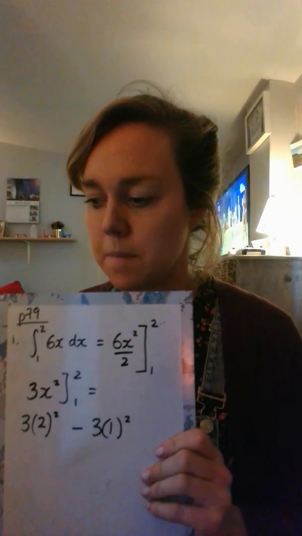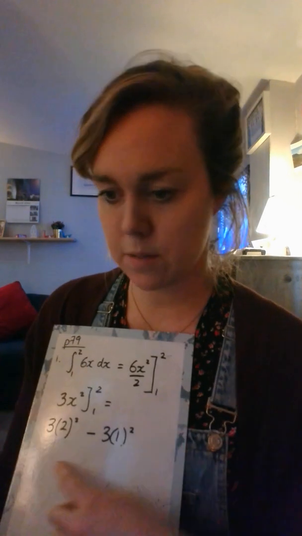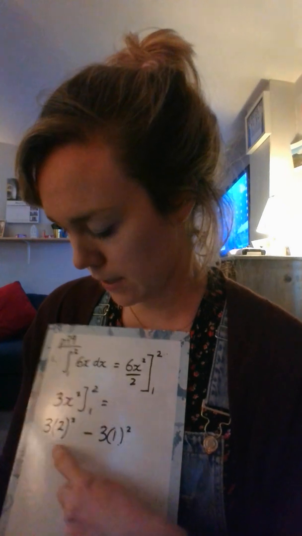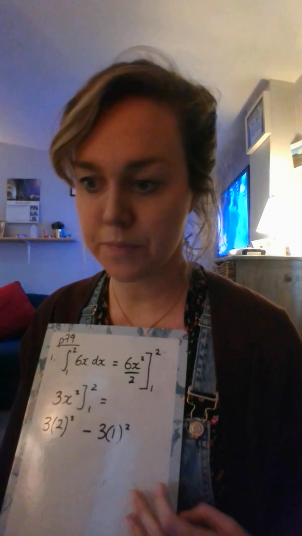I'm just going to show you what I've done so you can see it. You can see the top x value has been subbed in here in place of x, and then minus the bottom x value has been subbed in there. Now if you work them out, you get 3 by 2 squared. So 2 squared is 4, 4 by 3 is 12, minus 3 by 1 squared, which is 3. And that gives you a total of 9.